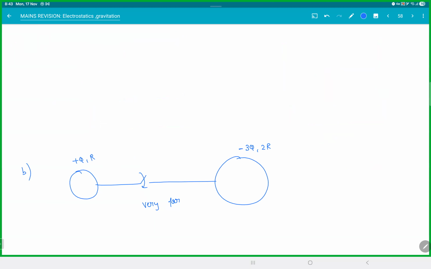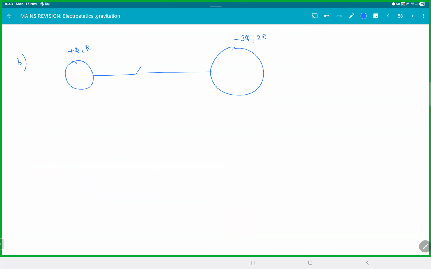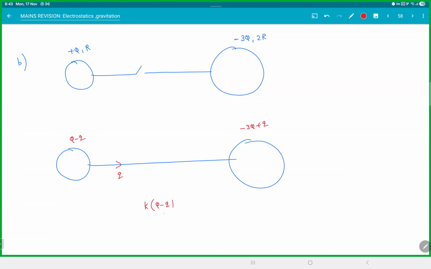So how do you do this? The moment you close the switch, what happens? The potential becomes same, and the charge is conserved. So let charge q flow from here, because sometimes they'll ask you how much charge flows through the switch. This will be q minus q, and this will be minus 3q plus q. Then you're done. So kq minus q by r must be equal to k times minus 3q plus q by 2r. Equate them, you'll get the value of q, and you're done. Clear with that?